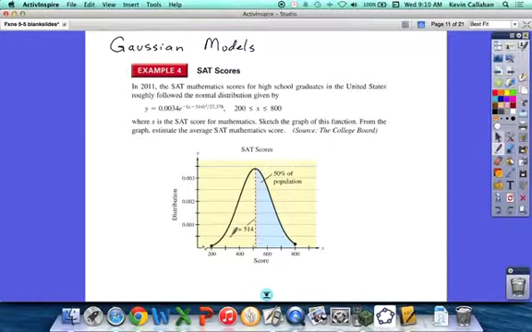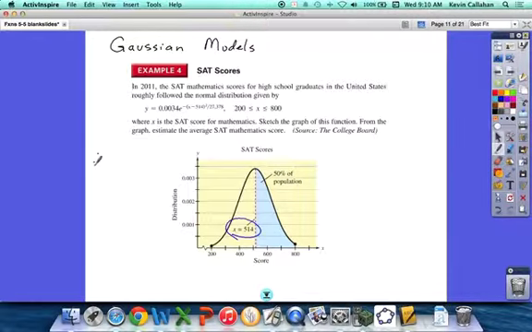Now, you could put that function in the calculator and then use the calculator's maximum function to find the maximum point on the graph. And you can see they already did that. The maximum occurs at 514. So that's the average math score. Now, look into the equation here. Do you see the 514? It's right there. It's whatever is the value subtracted from the x.